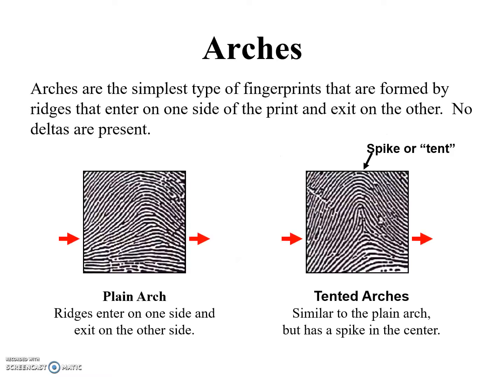Plain arch. You can see right here that there's a spike or tint in the tinted arches. It looks almost like a tent, and that's why they call it a tinted arch. Ever seen a teepee? It's great. Plain arches have more of a heel. They enter and exit out the same side, both.